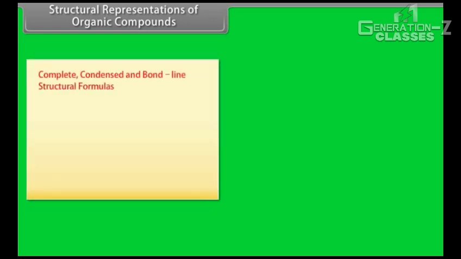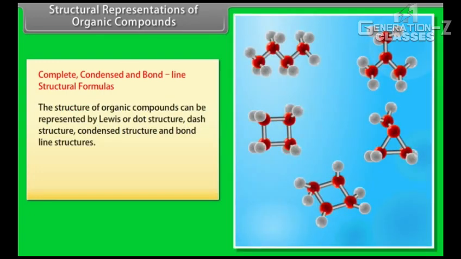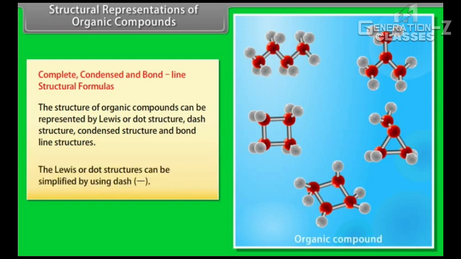Structural representations of organic compounds. Complete, condensed and bond line structural formulas. The structure of organic compounds can be represented by Lewis or dot structure, dash structure, condensed structure and bond line structures. The Lewis or dot structures can be simplified by using dash.